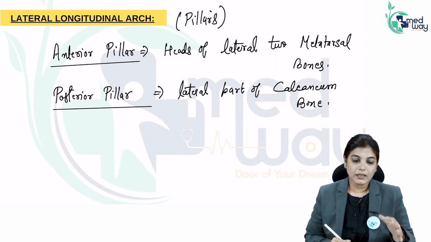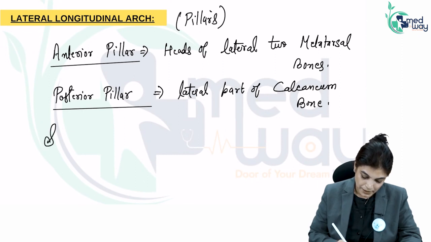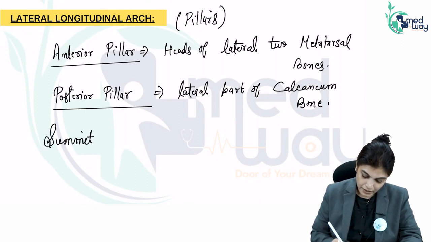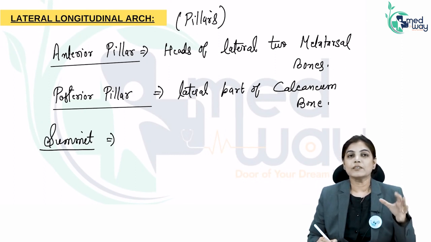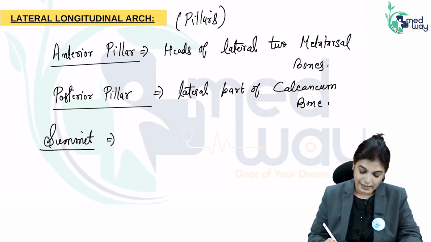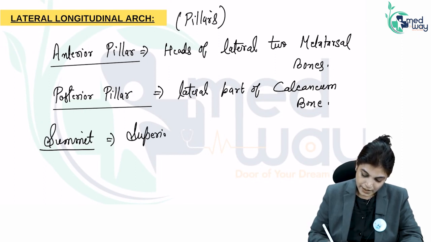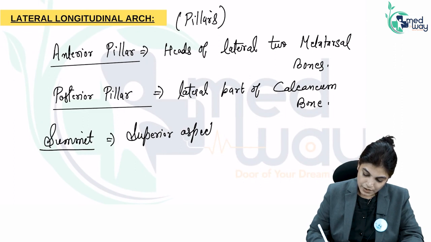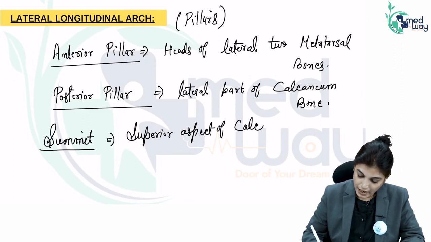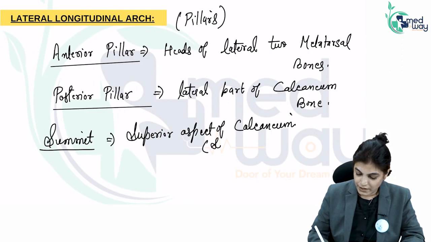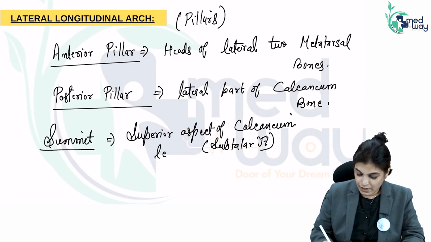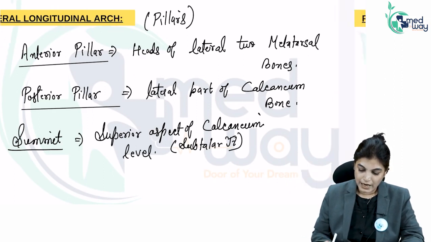Now, the other important point is to know the summit. If we talk about the summit, the summit is formed by the superior aspect of the calcaneum bone, and it is at the level of the subtalar joint. So this is the level where the summit of the lateral longitudinal arch lies.